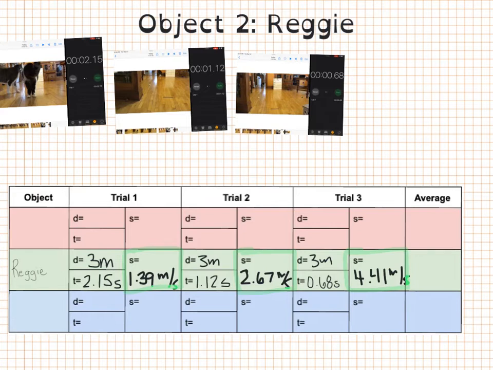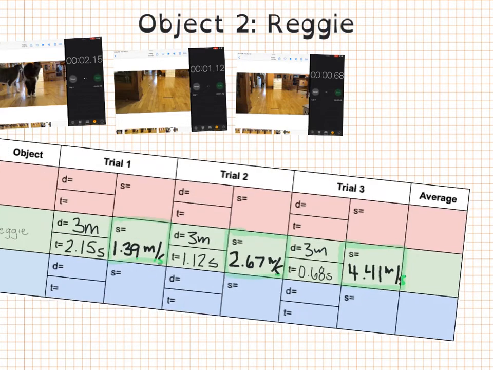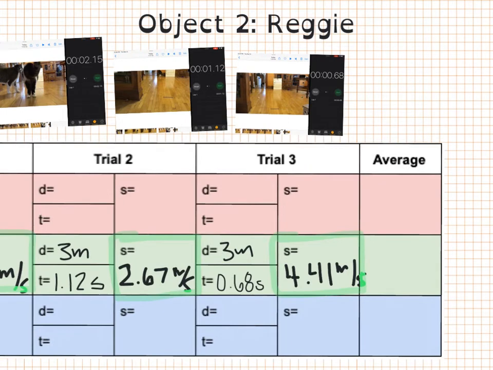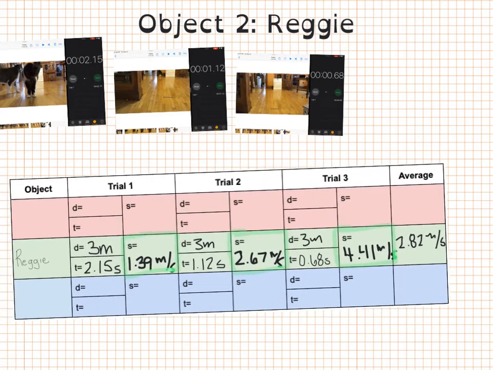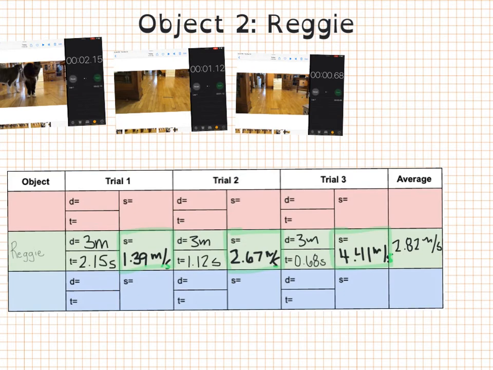So Reggie's speed is 2, oh, not a highlighter, actual pen please. Reggie's speed is 2.82 meters per second. I did not have Brooklyn's speed in here, so we are all going to have to wait till the end to figure out who was actually faster. All right, zoom it back out. And let's see if that cute little puppy is faster than the cats.